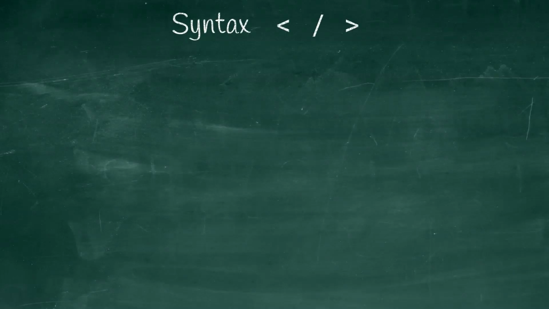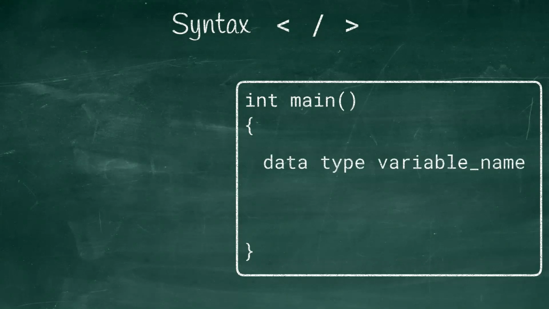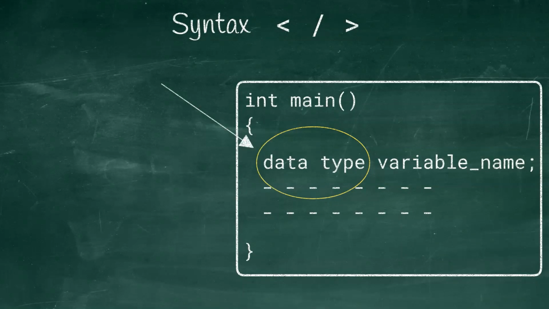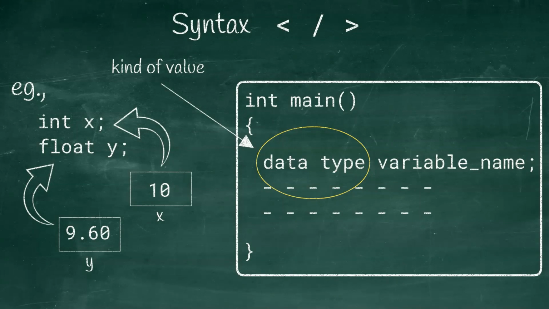The syntax for variable declaration is written within the curly brackets of the main function. We write the data type, then the variable name. Here, data type means what kind of value a variable can store. For example, int x or float y, which means x can store an integer value and y can store a decimal value. The keywords int and float are called data types. We'll discuss the data types in future videos.